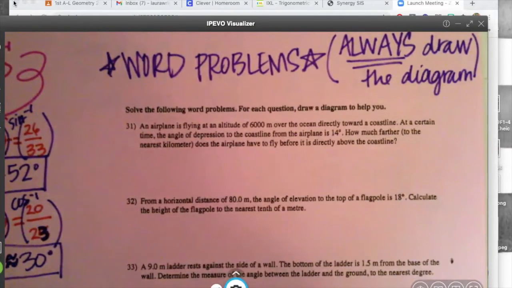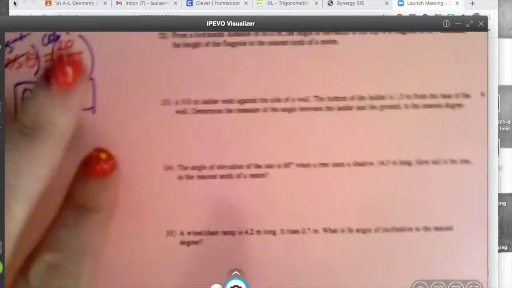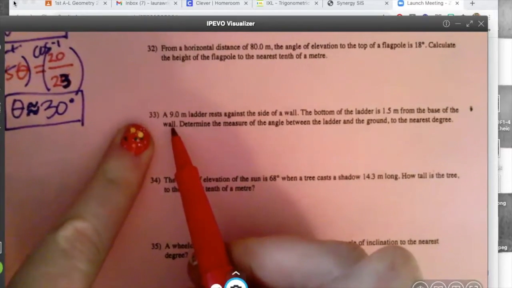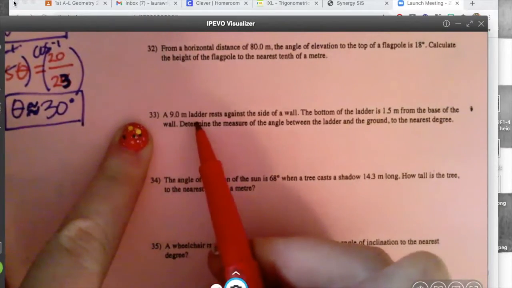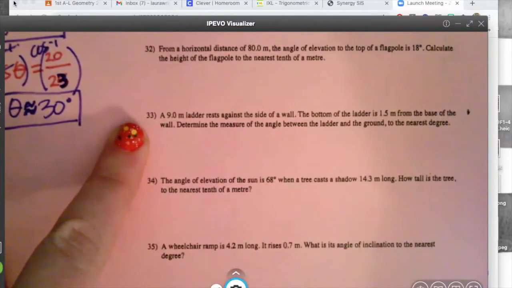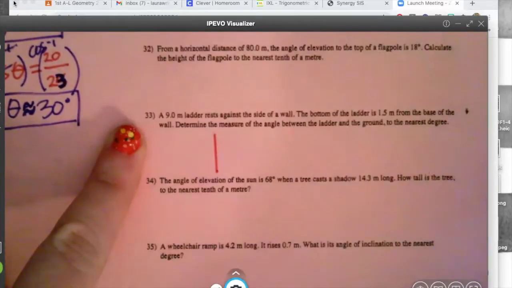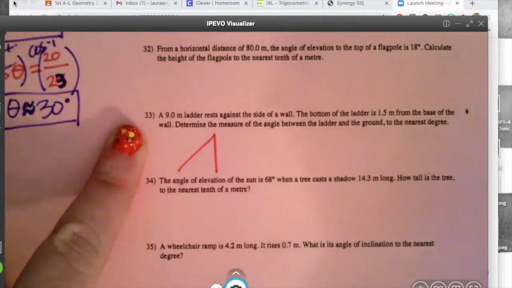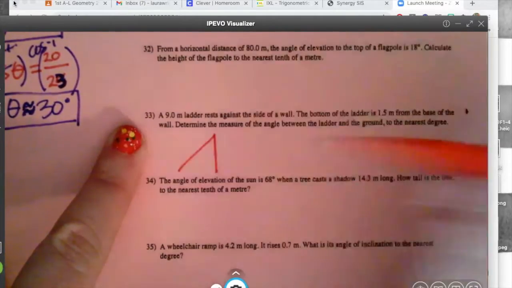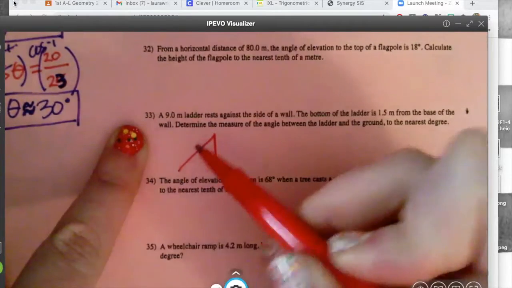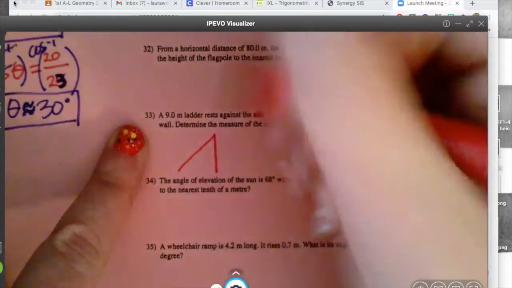I'm actually going to start with number 33 because I feel like it has the most understandable context for everybody. So in 33, it says a 9.0 meter ladder rests against the side of a wall. Well, everybody in your head can imagine what a ladder leaning against a wall is going to look like. I'm going to draw my wall here, and I'm going to draw my ladder here. If you want to draw your wall going up higher than the ladder, that's fine, but you don't need the part above the ladder. You're just going to need the part where the ladder and the wall meet. So the ladder is 9 meters. Well, the ladder's the one that's going to be slanted, right? So I'm going to put 9 over here.